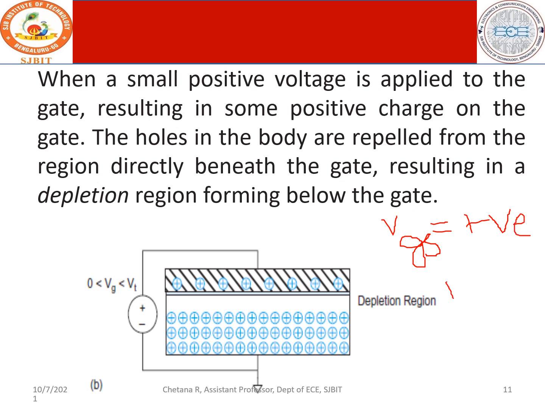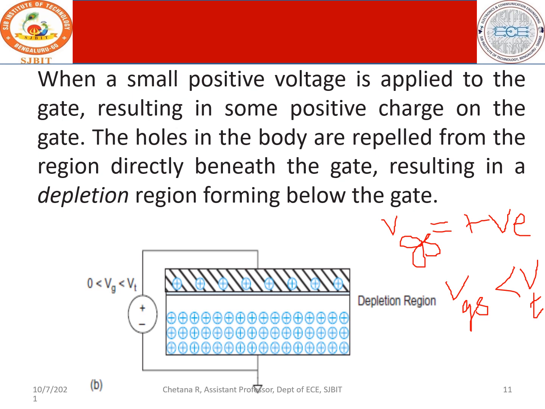Even though the voltage is positive, what is the condition? It should be less than the threshold voltage. What is the threshold voltage? It is the minimum voltage required for the device to go into the on condition.